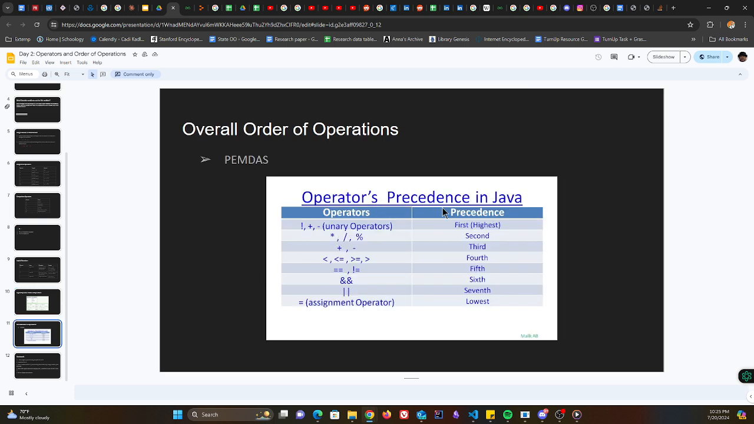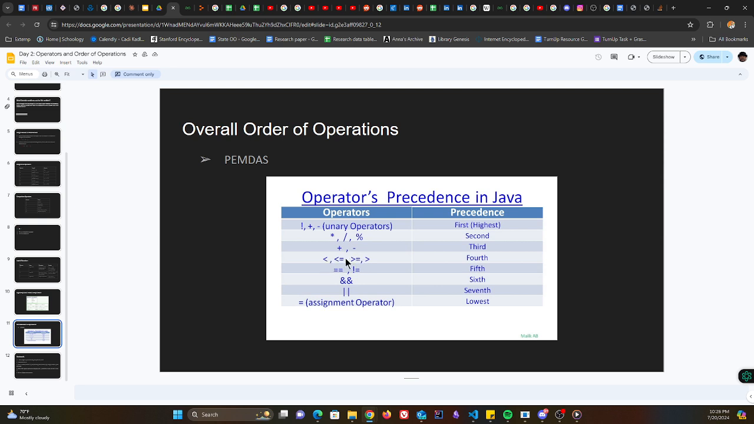And then the operator precedence in Java is basically like PEMDAS, the basic order of operations you learn in math. Here we have parentheses, and then you don't really have exponents. You have multiplication, division, modulo, and then addition, subtraction, and then you have all the unary operators up here.